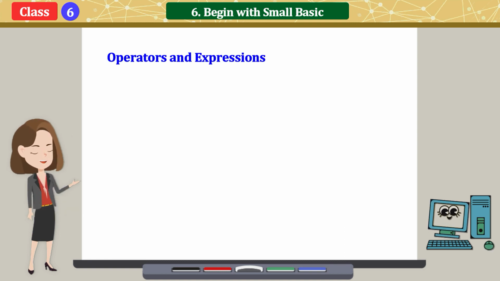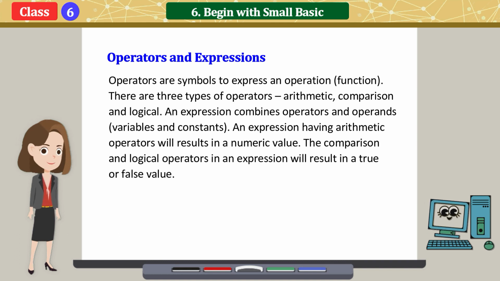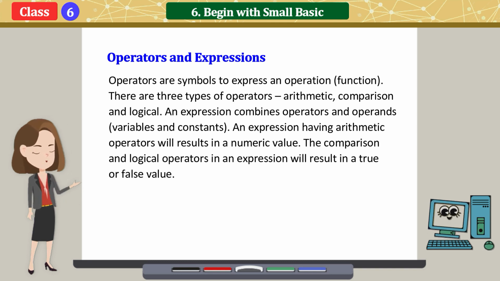Operators and expressions. Operators are symbols to express an operation. There are three types of operators: arithmetic, comparison, and logical. An expression combines operators and operands. An expression having arithmetic operators will result in a numeric value. The comparison and logical operators in an expression will result in a true or false value.